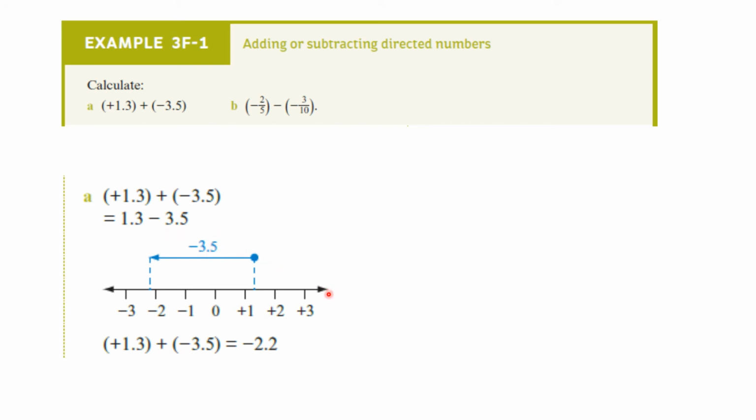Okay, again, you can do this, or if not, don't worry about it. So we're moving to the left, okay, as shown with the arrow. Okay, so if we do so, we end up at negative 2.2.